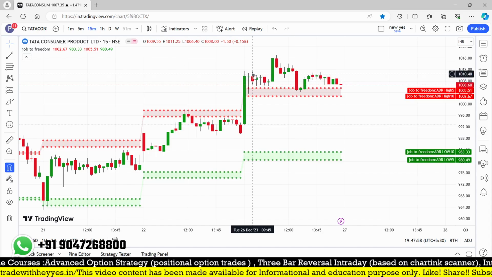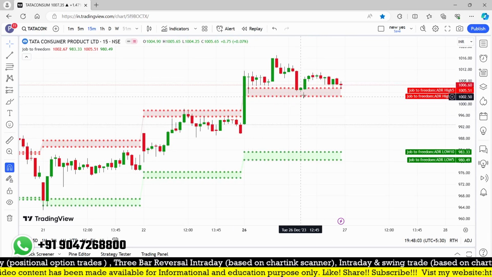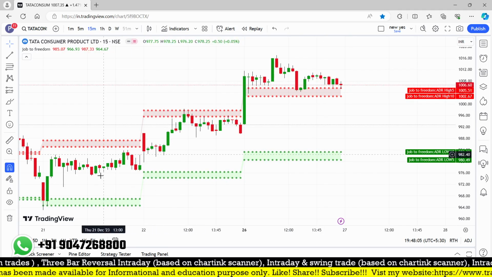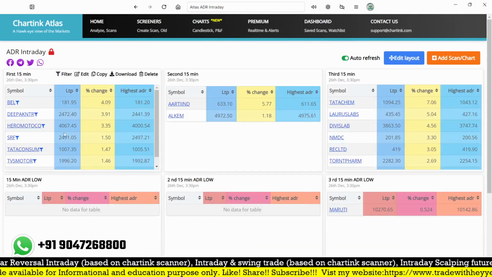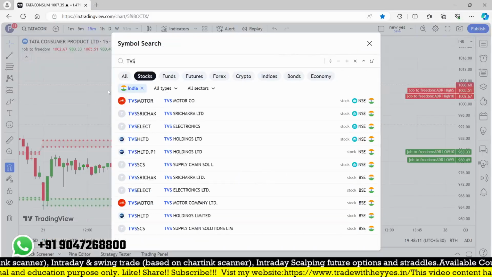But if you are looking at this, the stop loss is very big, maybe ignorable, or if you are keeping it low as a stop loss, finally it closed 4 rupees lower from our entry point. So this is what happened in the past 15 minutes. And TVS Motor and HDFC AMC are those stocks.